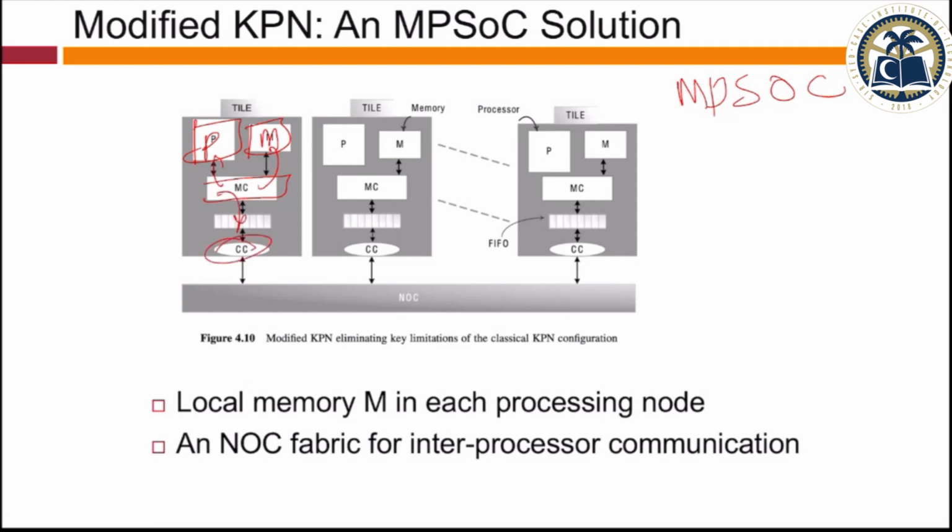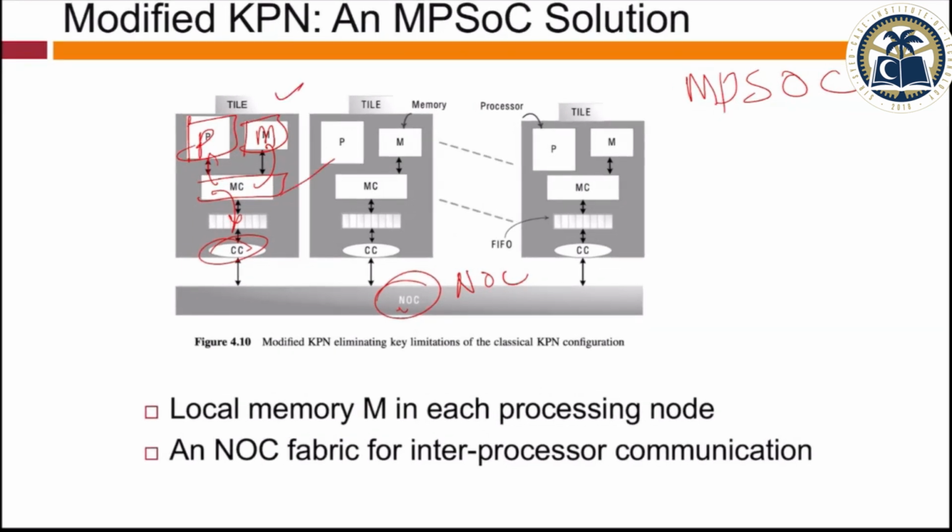And here you say, what I am going to do is design a processor. Every processor will have its own memory, and then I have a memory controller. The processor can read and write in this memory, and can also push onto this buffer, where there is a communication controller and a network on chip.